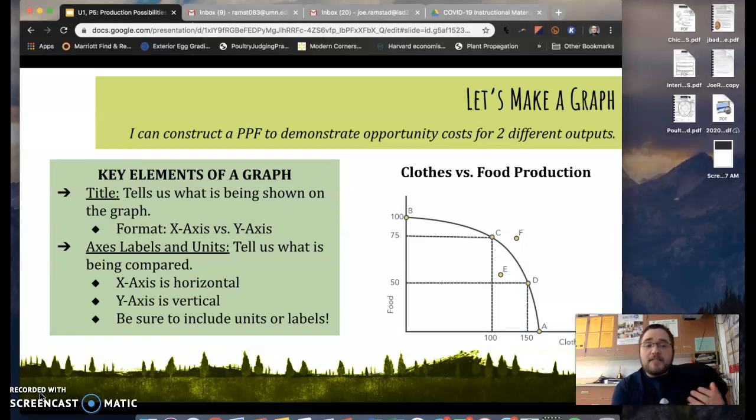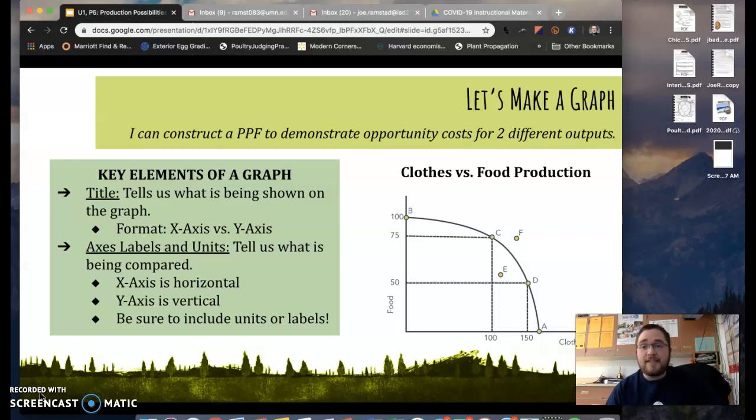The key elements of a graph, just as a review in case some of us need a little math refresher: a title tells us what is being shown on the graph, and every graph that you make for us needs to have a title. It needs to tell me clothes versus food production in the example of this graph, or brownies versus cookies in the example we'll see a little bit later.